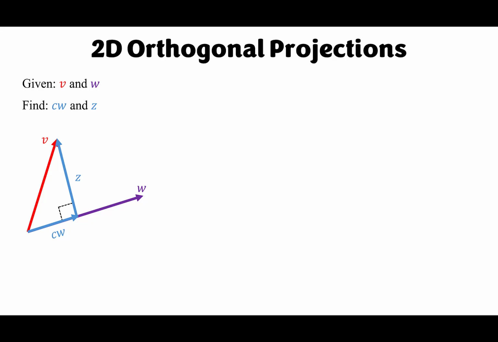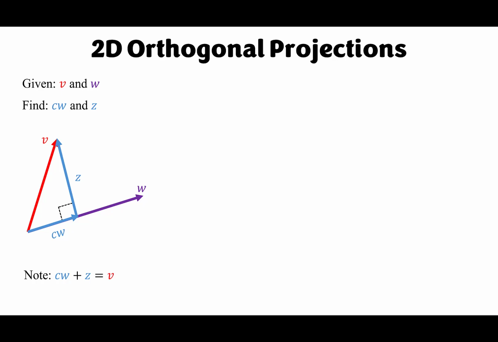So cw plus z, as you can see in this picture, is equal to the vector v, right? So you can think about this vector v as being decomposed into two pieces, two vectors. One that's a scalar multiple of w, and one that's a vector that's perpendicular to w.